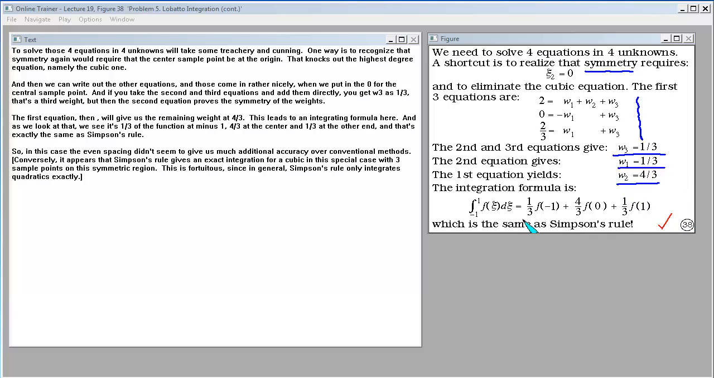This leads to an integrating formula here, and as we look at that, we see it's a 1/3 of the function at -1, 4/3 at the center, and 1/3 at the other end, and that's exactly the same as Simpson's rule. So in this case, the even spacing didn't seem to give us much additional accuracy over conventional methods.